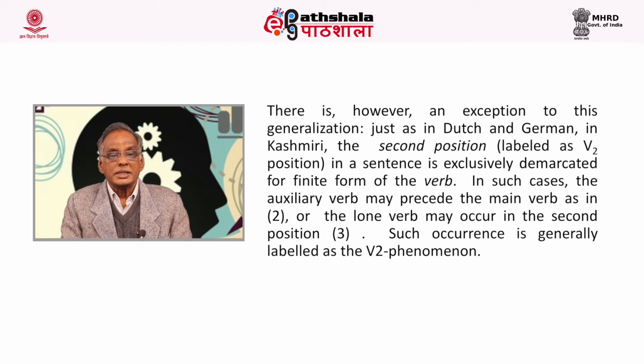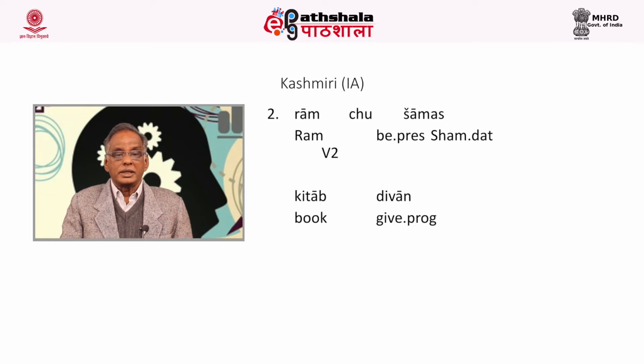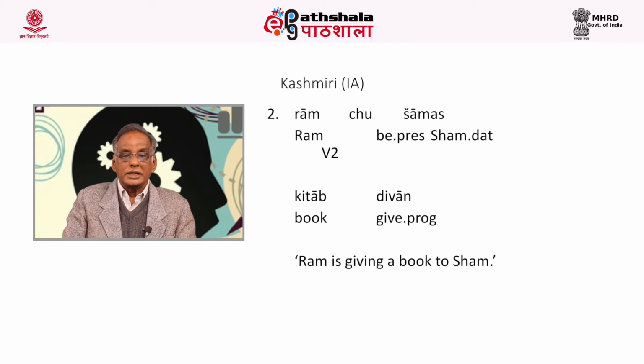So the Kashmiri sentence is Ram Chu Shamas Kitab Diwan. Chu is the auxiliary verb, which is finite. So it occurs to the right of the subject, which is called the V2 position. Actually, the verb is Diwan Chu, but Chu from the end moves to the right of the subject. That's why it is called V2.